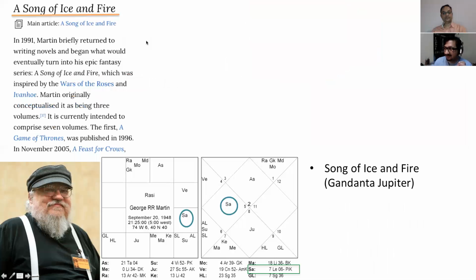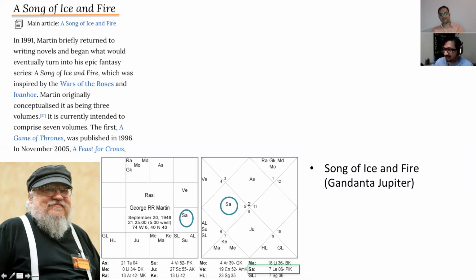Now, A Song of Ice and Fire should immediately say Gandanta to you, because ice is like water, and fire is literally fire. So I searched for whether he had any Gandanta planet. The only planet that showed up in Gandanta was Jupiter at 27 degrees, which is close to the Gandanta zone. And his Saturn is not in Gandanta, but it's in the Gandanta Nakshatra, at 7 degrees of Leo, so potentially that can be it. And it's a song of ice and fire.